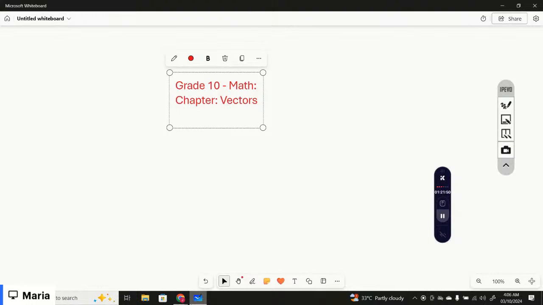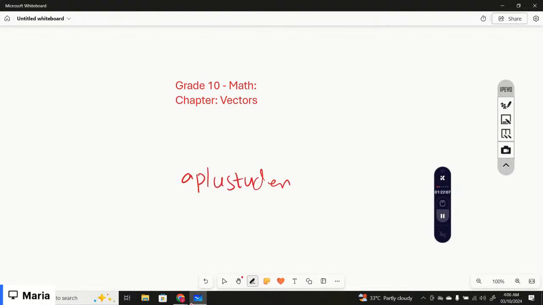We are here for grade 10 math. You can find all the lessons on aplusstudents.com. You have to log in there using your email address and password as provided by the administrator. Then you have to select math from the subject tab. Scroll down to grade 10 math and then click on view all lessons. There you can find the list of the chapters. We're going to start with the chapter vector.